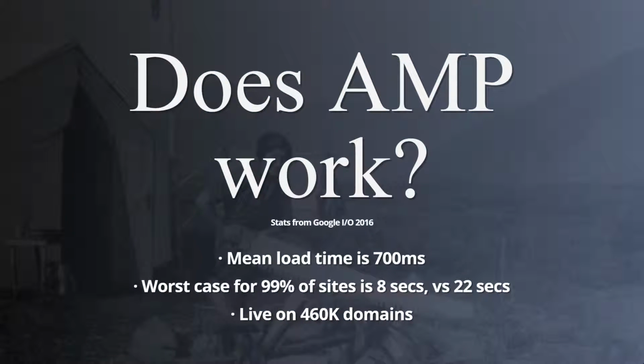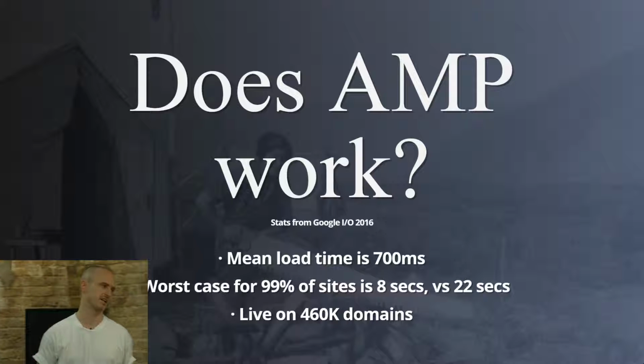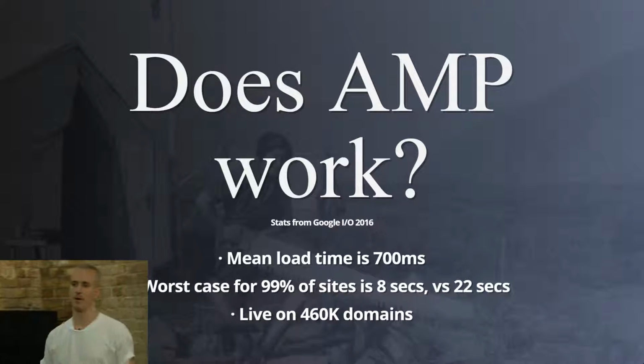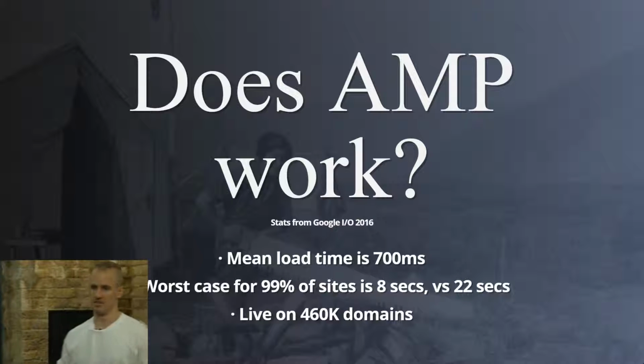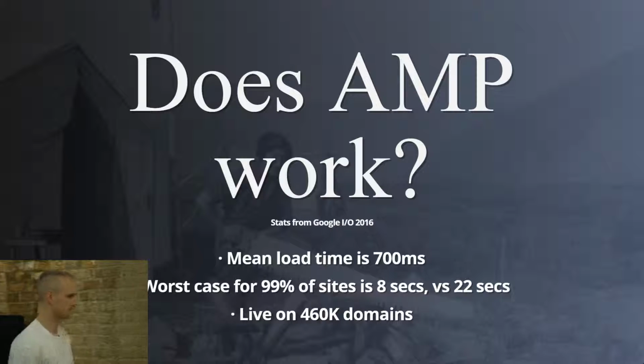So does AMP actually work? This is basically content ripped off from Malte Ubel's talk at Google I/O. Mean load time for an AMP page is 700 milliseconds, which is awesome. The worst case scenario, i.e. pretty much nearly every site, loads within 8 seconds. So that's covering 99% of websites, versus non-AMP pages, 22 seconds. An 8-second web page is slow and awful, but 99% of pages fall under this. This is the worst case scenario.